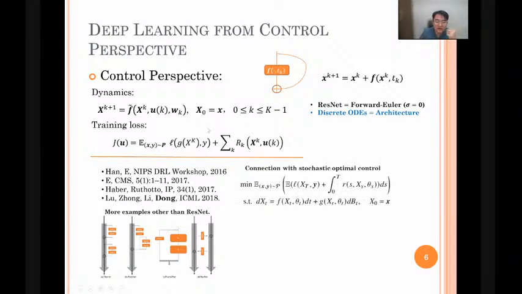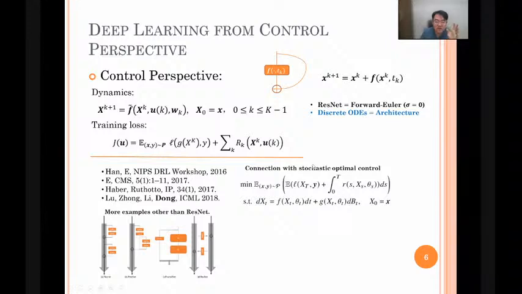And also if you inject some randomness into the structure, then you can actually show that, well, we actually use two examples to show that you can prove that this discrete dynamics weakly converges to an SDE, and so training those networks can be interpreted as stochastic optimal control.